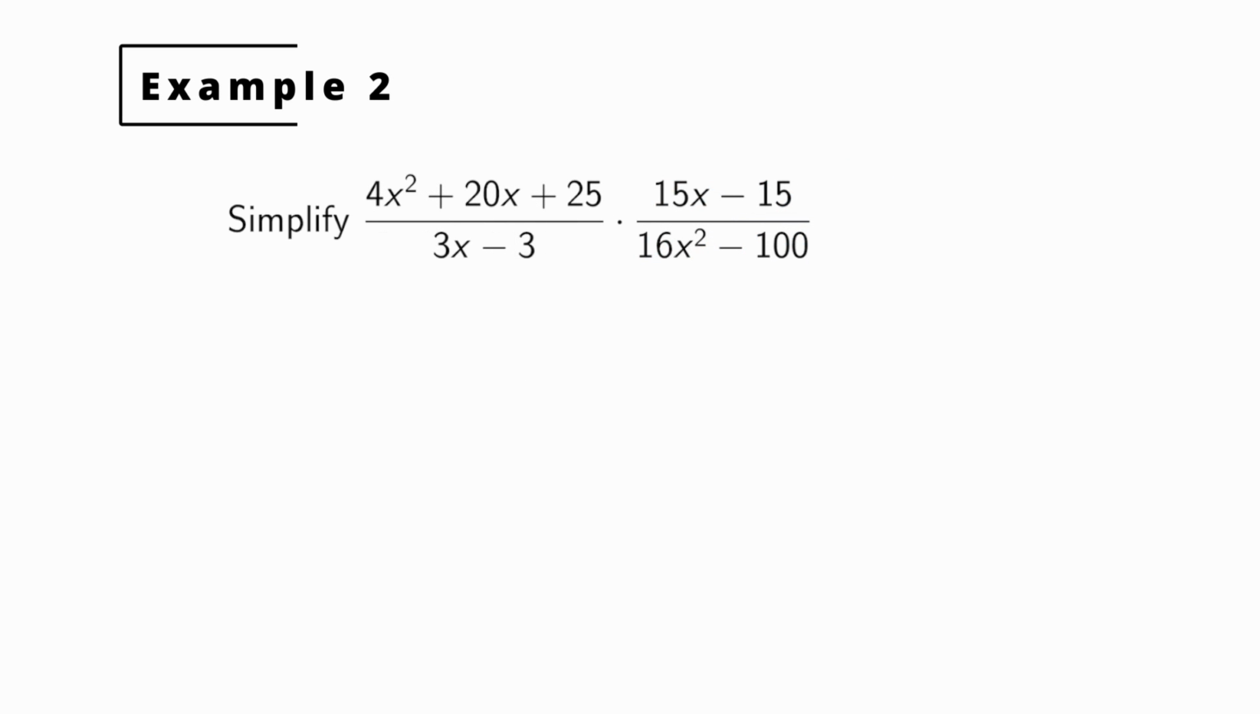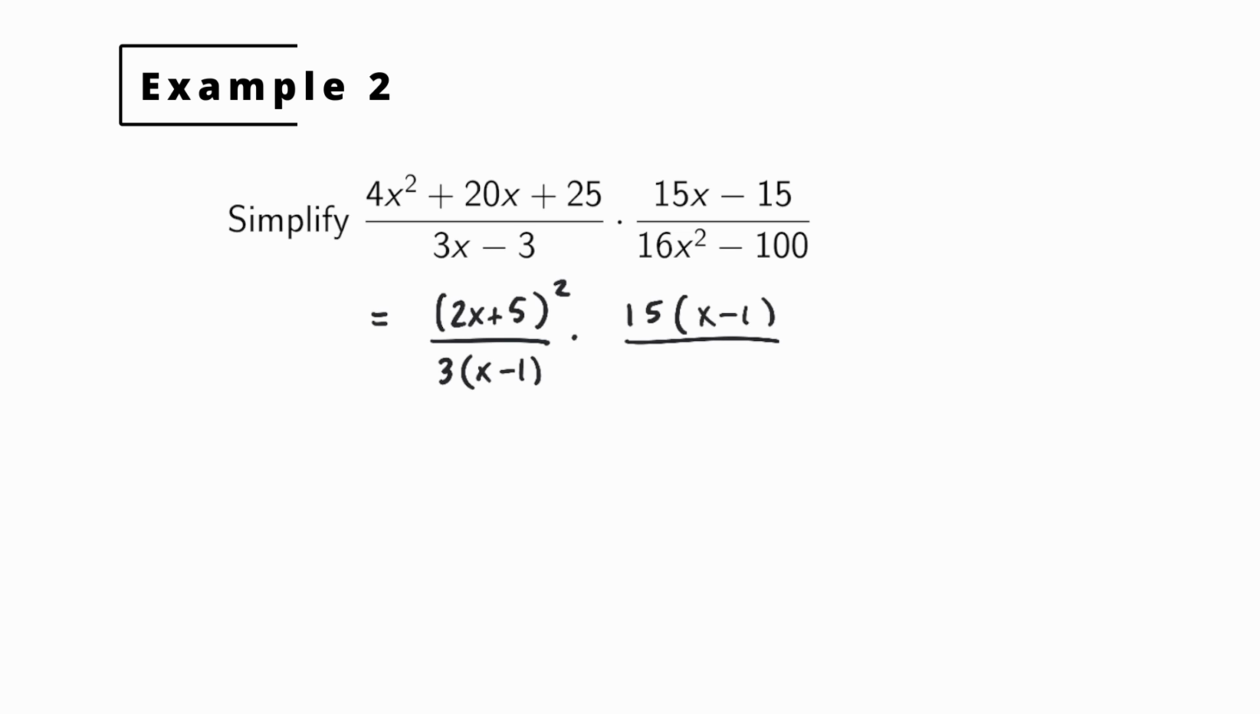Example 2. Before we multiply, we should factor anything we can factor from these two rational expressions. In the first rational expression, the numerator is a perfect square. So we can factor, it's actually 2x plus 5 squared. And in the denominator, we can factor out a common factor of 3. So it's 3 times x minus 1. In the second rational expression, in the numerator, we have a common factor of 15. So we can factor that out, and we're left with x minus 1.